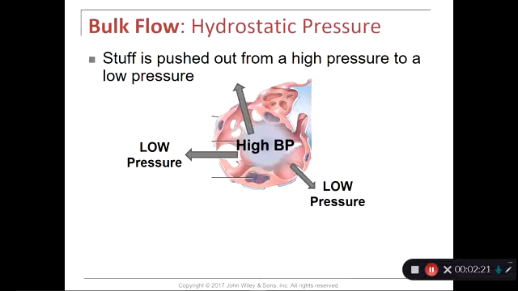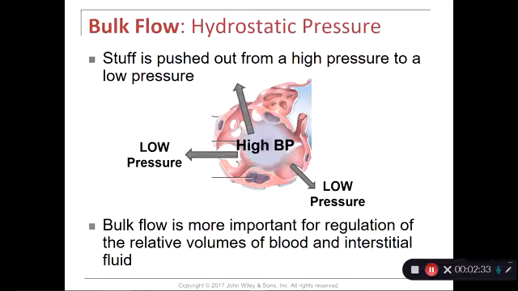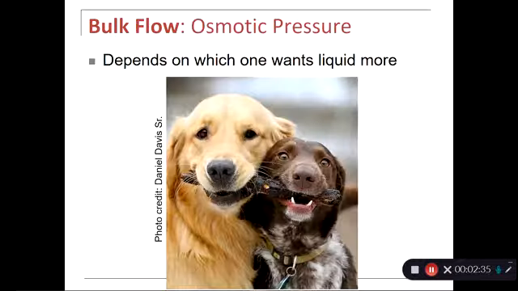Bulk flow, again, hydrostatic pressure, let's pull that out. If you have a high blood pressure and there's low pressure on the outside, that high blood pressure is going to push out liquid. Stuff is pushed out from a high to a low. Now, osmotic pressure depends on which one wants more fluid. Does the blood want to hold on to it more? Does the interstitial fluid want to hold on to that stuff more? Kind of like these two little poopies. Which one do you think is going to hold on to it?